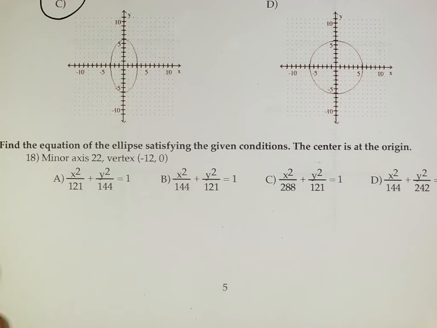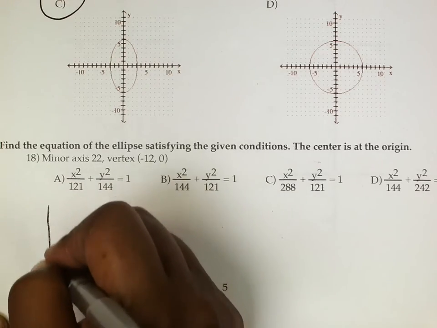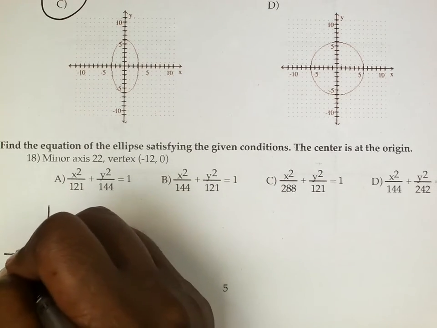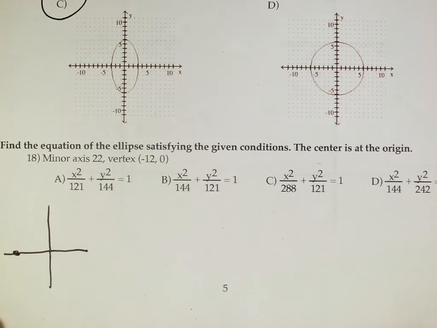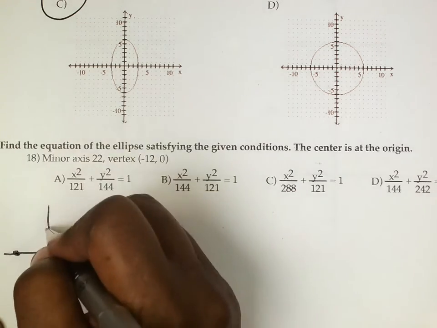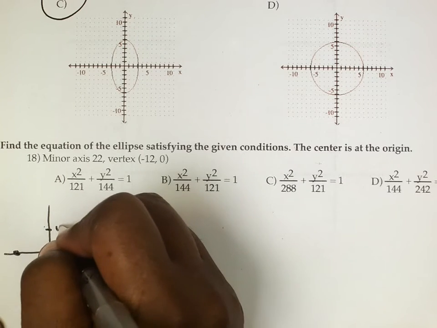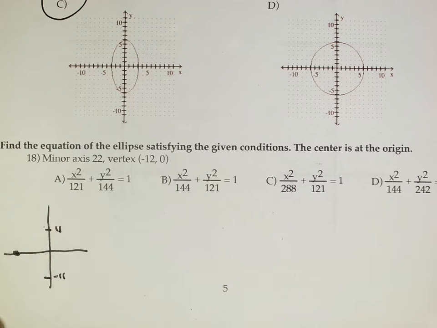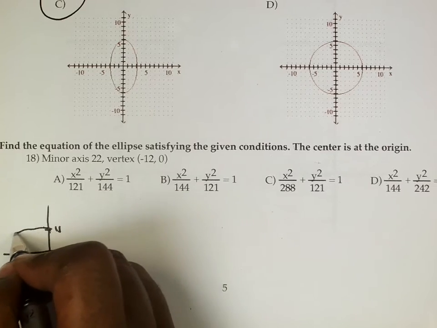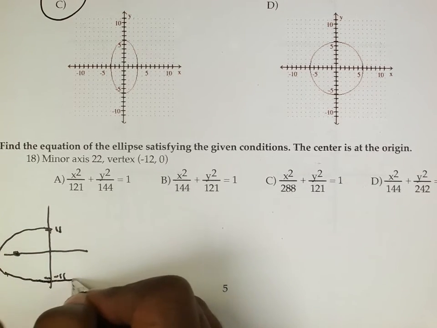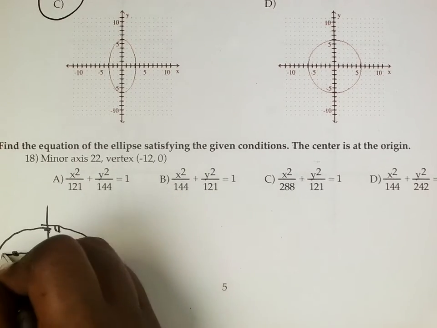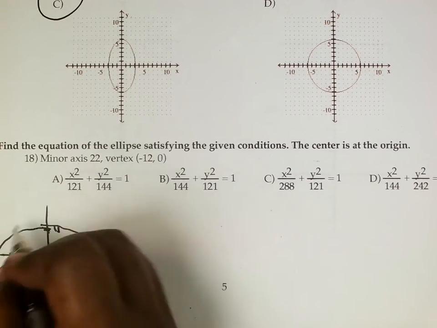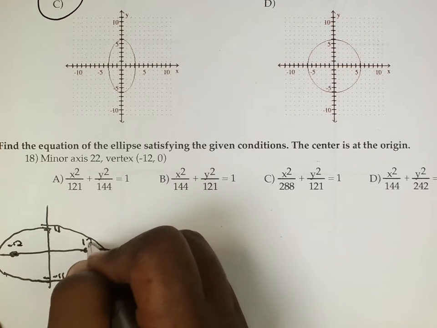For 18, find the equation of the ellipse satisfying the given condition. The minor axis is 22 units long, and the vertex is at negative 12, 0. So I have negative 12, 0. The minor axis is 22, so that means it crosses at 11 and negative 11, because that would be 22 units long. So we know that it has to look like this somehow. So if there's negative 12, 0 for a foci, then the other one's at 12, 0.